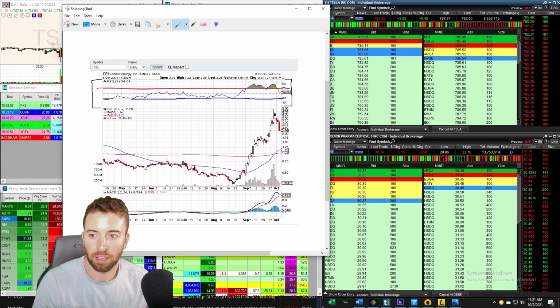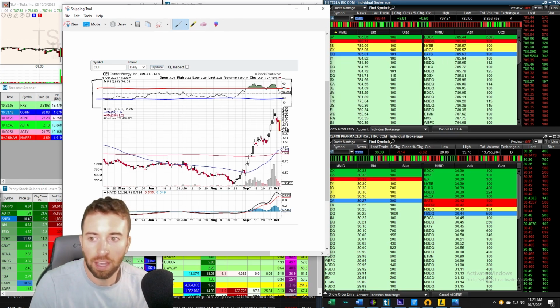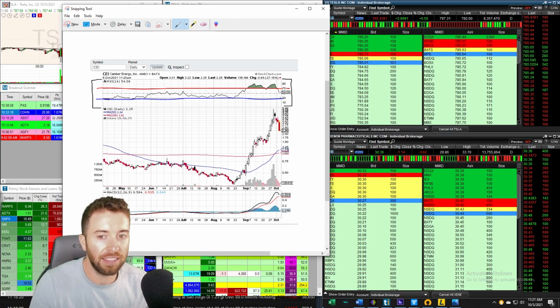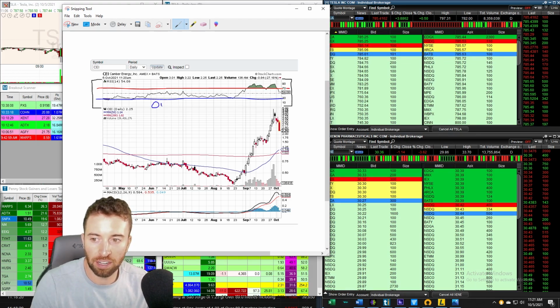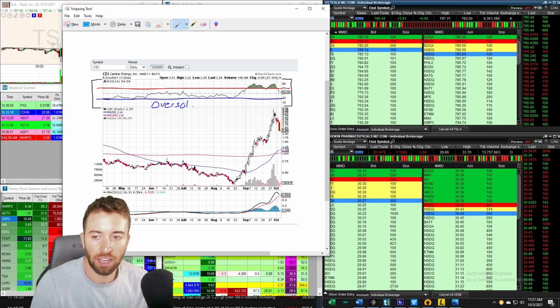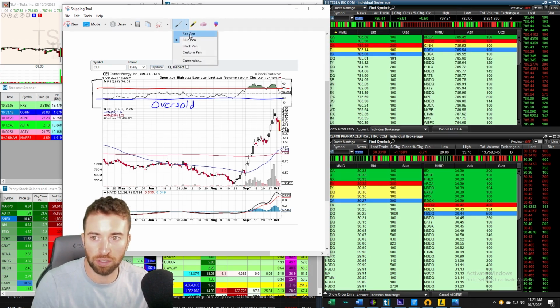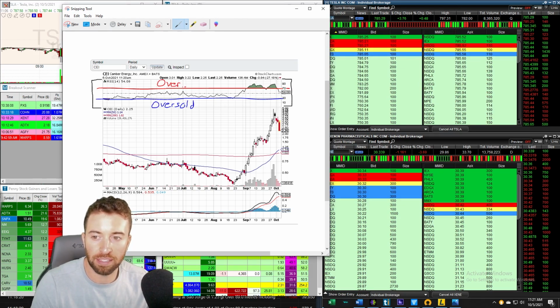So how can we use this? How does this help us? What are we looking for? The very simple concept is anything that's underneath a 30 or near a 30 is going to be considered oversold. Anything near a 30, underneath a 30, is considered oversold. Anything above a 70 is going to be considered overbought.